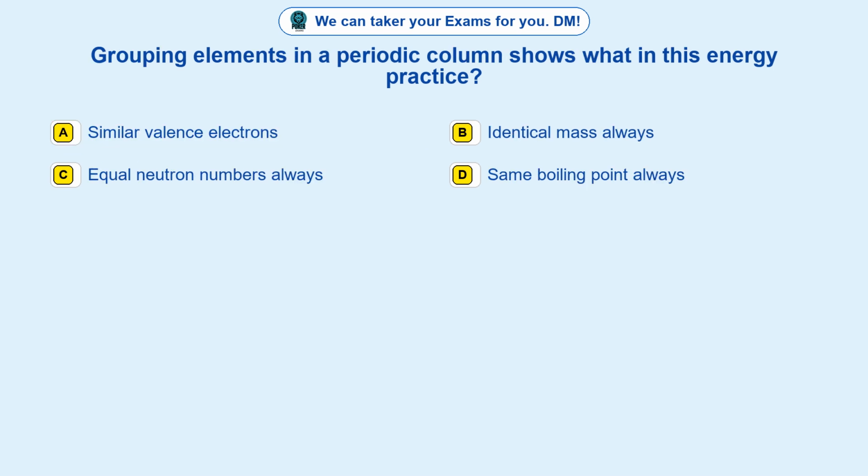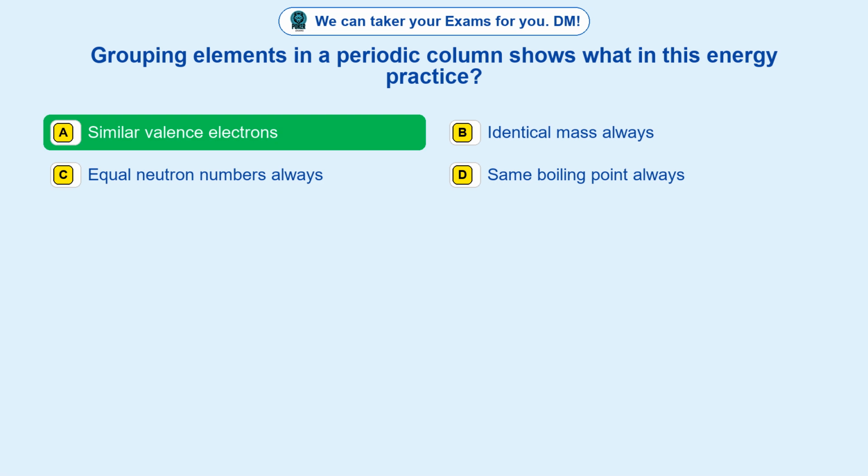Question 40. Grouping elements in a periodic column shows what in this energy practice? Option A, similar valence electrons. Option B, identical mass always. Option C, equal neutron numbers always. Option D, same boiling point always. The correct answer is option A, similar valence electrons.